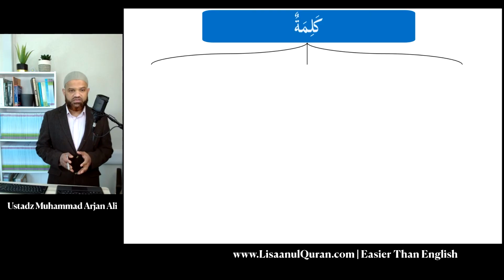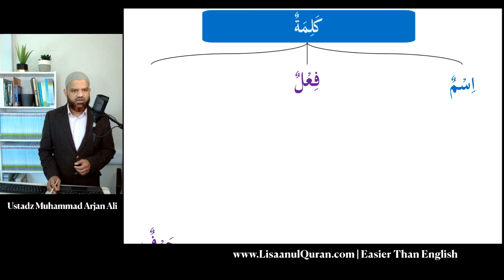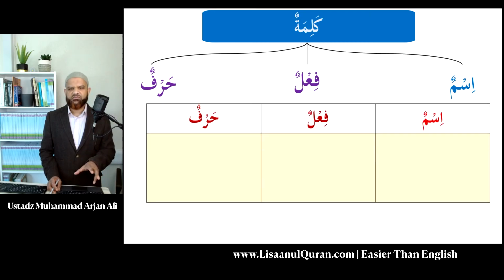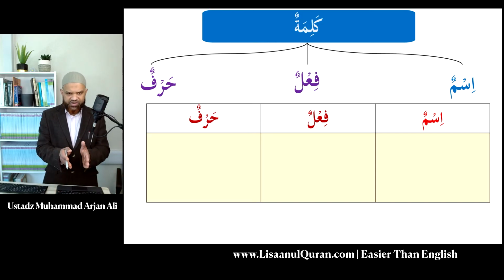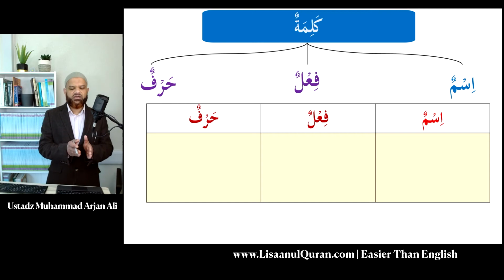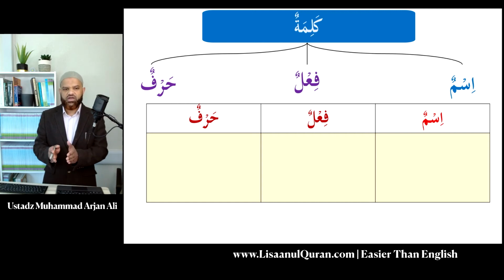So in conclusion, brothers and sisters, every word in the Arabic language will either be an ismun, fi'lun, or harfun. That's all I want you to know. If you can't remember those 3, just remember them as noun, verb, and particle. That means if I were to go to the Quran and open any page, I should be able to recognize every single word and put them into one of these 3 columns.